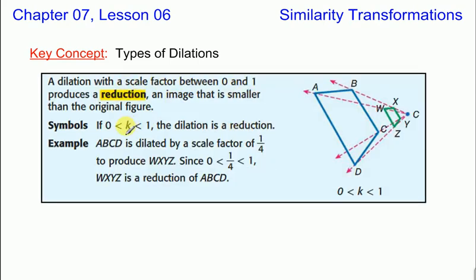If the scale factor, k, is between 0 and 1, so we're multiplying it by a fraction, then that results in a reduction. So for example, if the scale factor is 1/4, that means I multiply every side by 1/4 to get the new sides.